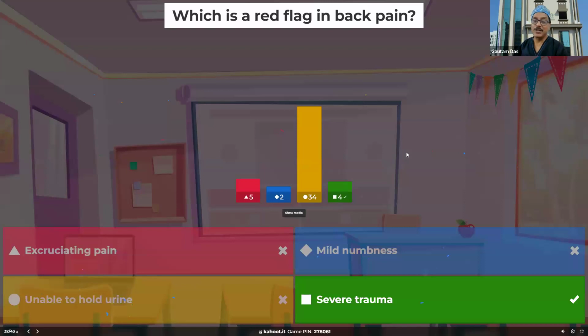Unable to hold urine is not a red flag. It is the retention of urine that is the red flag. Severe trauma is a red flag. Okay, remember, retention of urine is a red flag. Excruciating pain is not a red flag. Mild numbness is not a red flag. We'll be discussing in detail in the next class.